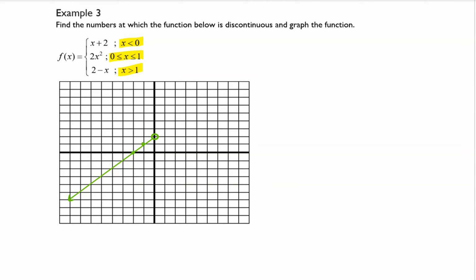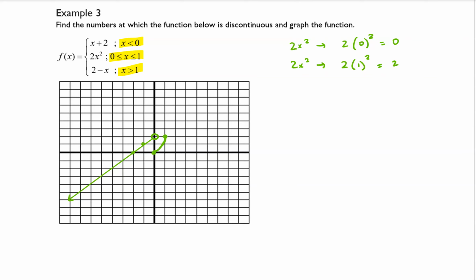Then if I look at my middle subfunction, we have 2x squared, and that's for when x is between 0 and 1. So let's see, if I evaluated 2x squared at x equals 0, then that would be 2 times 0 squared, which equals 0. So that would be there. And then let's plug in x equals 1. So that would give us 2. So that would be right there. So our function looks something like that. It's a very small portion of the parabola.